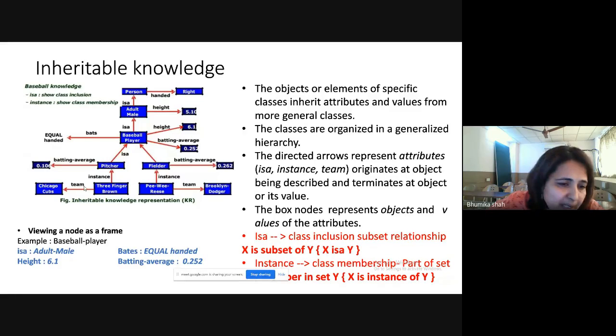Batting average is directly not available. So what do you have to ask? Do you have any instance relationship available? Then travel it, so you will reach picture. Now do you have a batting average of picture available? Yes. So return that. So your answer for the batting average of 3-finger Brown is going to be 0.106.